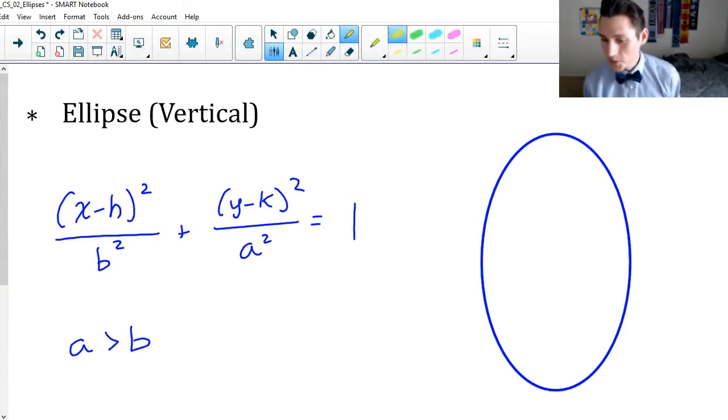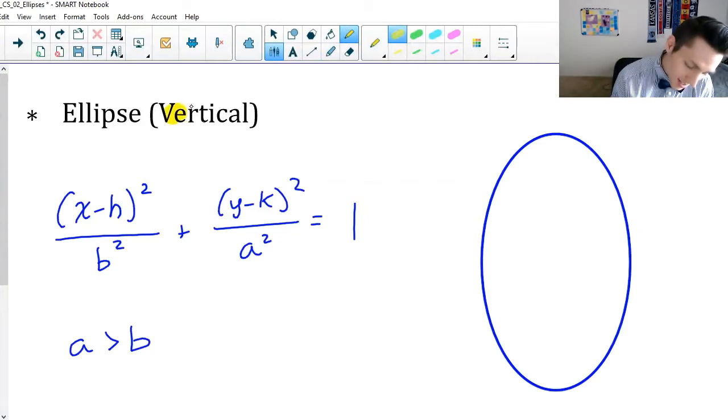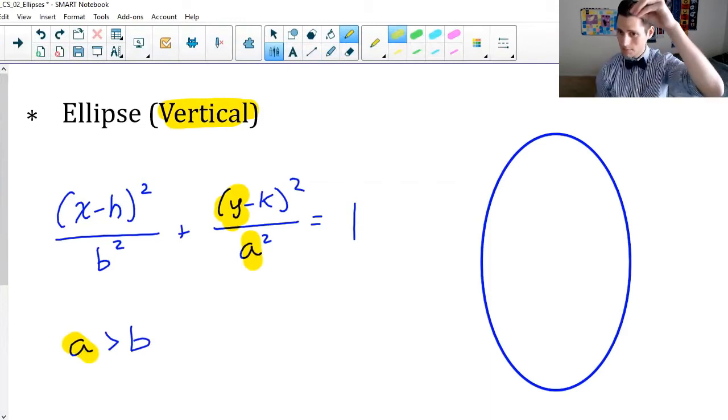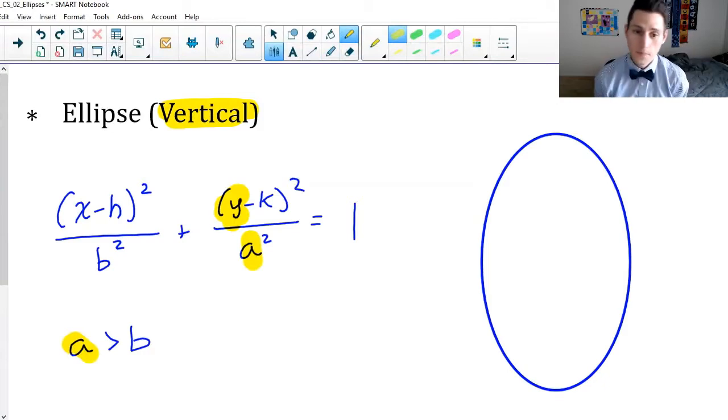And again, the way that we know it's a vertical ellipse, a is still, for ellipses, a should always be the bigger number. But in this case, the a is underneath the y value. So that tells me the y value is going to be the larger direction, so it's longer, more vertical.